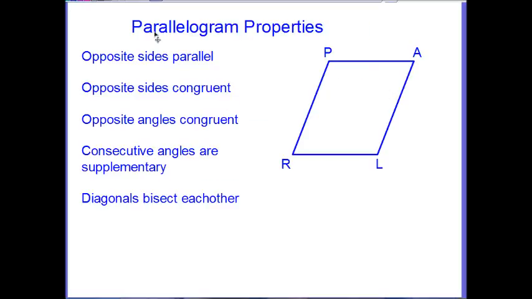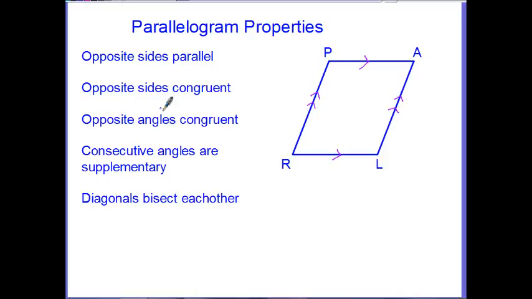So let's begin by talking about our parallelogram properties. Our first property says that opposite sides are parallel. So let's make a parallelogram, and let's label its vertices P, A, L, and R. And let's go ahead and draw in what opposite sides are parallel would look like. PA would be parallel to RL, so we'll draw in the parallel arrows. PR is parallel to AL, so we draw our arrows there.